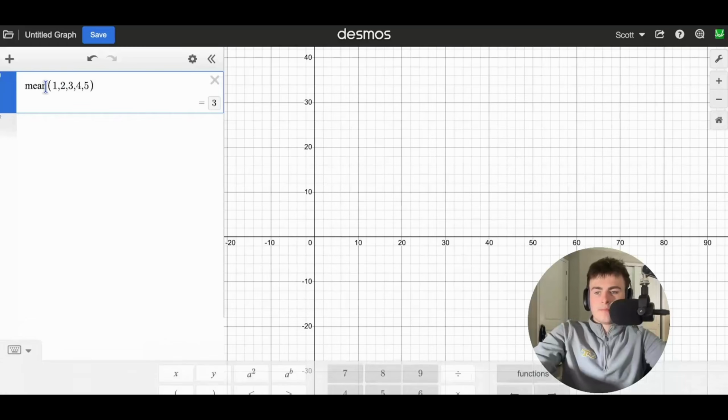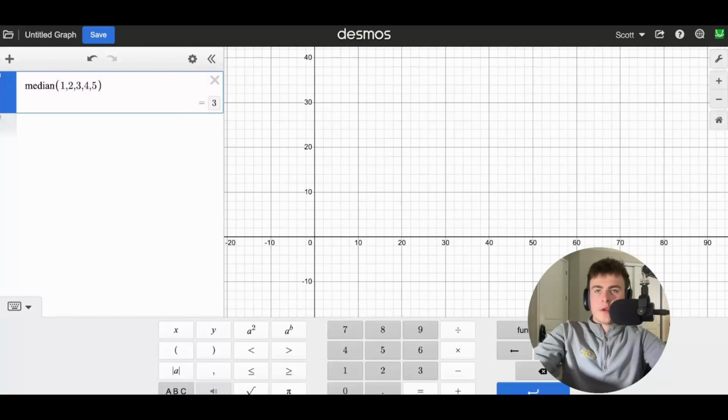But you can do mean, you can do median, you can do standard deviation, which is just STDEV. By the way, this is very helpful because this is very hard to calculate by hand. I do it in Desmos every single time. So STDEV for that.